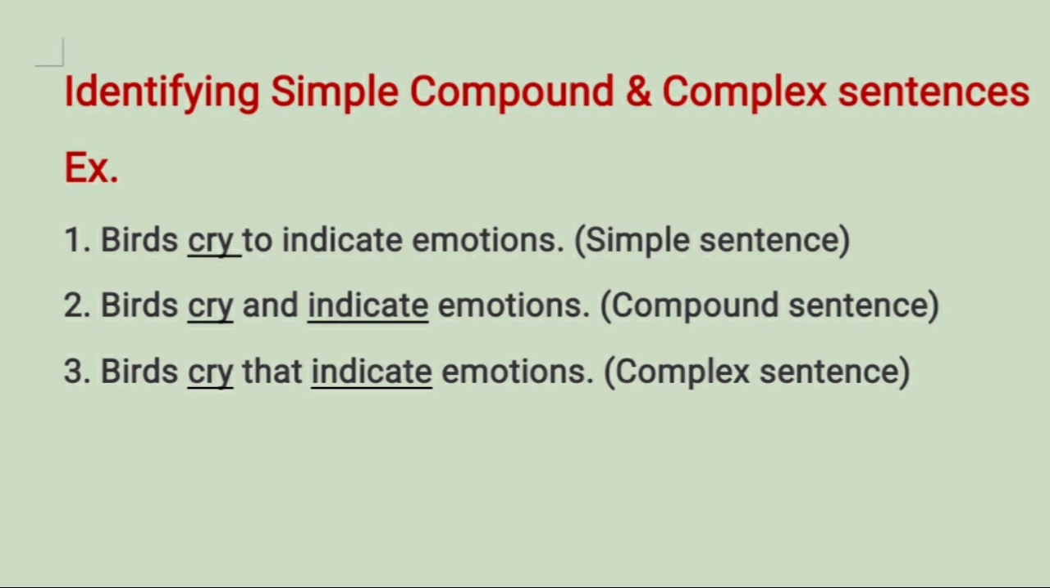Birds cry that indicate emotions. Here we see one main clause and one subordinate clause. Birds cry is a main clause. That indicate emotions is a subordinate clause. In this example, that is used as a subordinating conjunction. In these examples, finite verbs are underlined. In this way, if you understand difference between a phrase and a clause, you may understand simple, compound, and complex sentences.